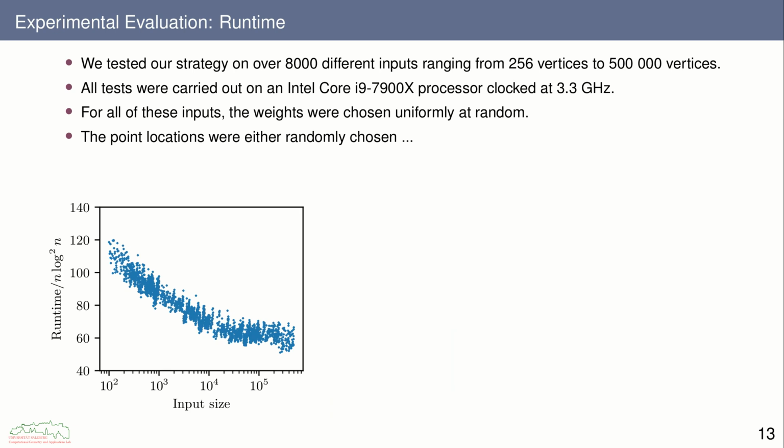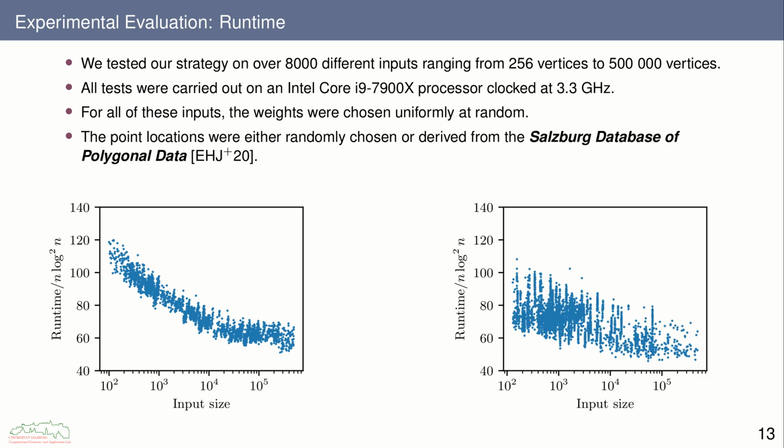We tested our strategy on over 8,000 inputs ranging from 256 vertices to over 500,000. For all of these inputs, the weights were chosen uniformly at random from the interval 0 to 1. In the plot on the bottom left-hand side, you see our runtime results in microseconds for randomly chosen point locations. The other plot shows the runtime results for input in which we derive the point locations by extracting the vertices of polygons of the Salzburg database of polygonal data.